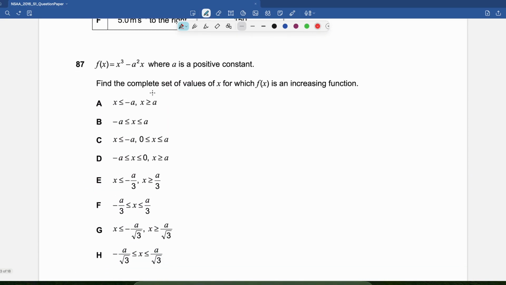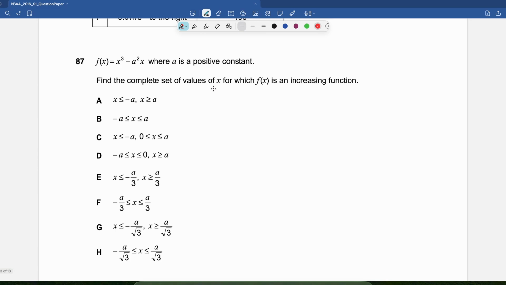Next question. F of x is equal to x cube minus a square x, where a is a positive constant. Find the complete set of values for which f of x is an increasing function. So how do we figure out increasing functions? We take the derivative and set it to greater than or equal to 0. If I set it greater than 0, I would just get the monotonically increasing functions.